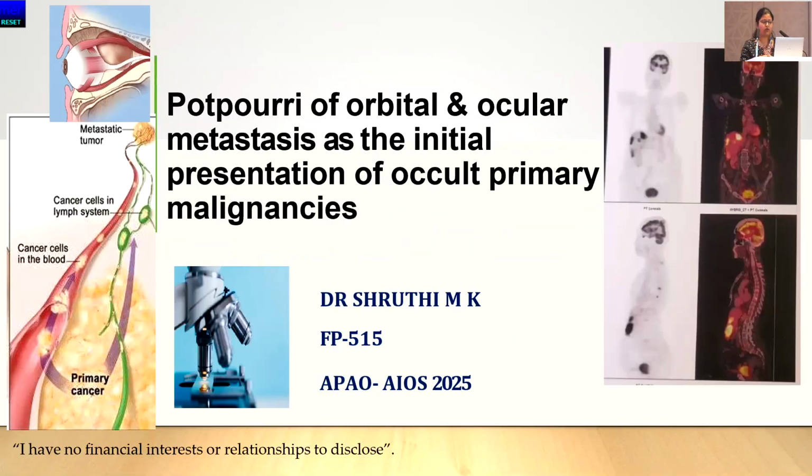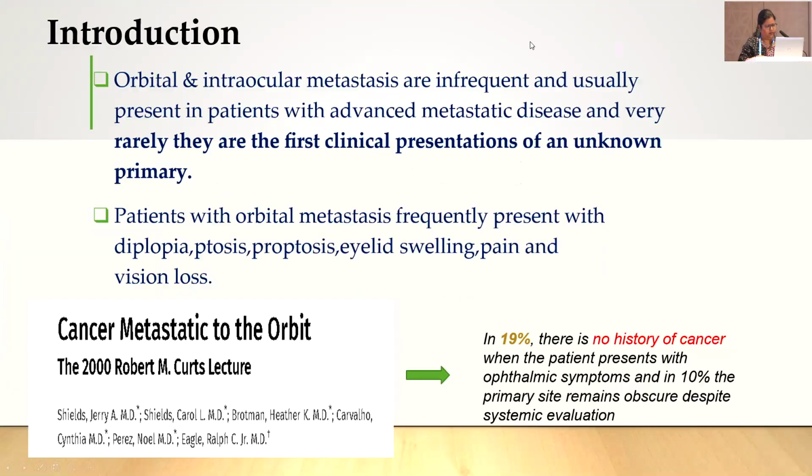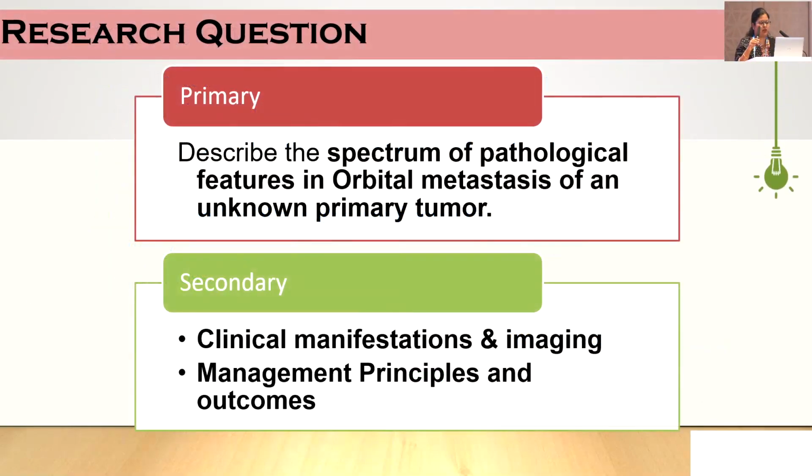Please start. Okay. Good morning all. I'll be presenting our study wherein we have evaluated orbital and ocular metastasis as the initial presentation of occult primary malignancies. As we all know, orbital and intraocular metastasis is rare, and they present with varied symptoms ranging from diplopia to proptosis to diminished vision. In a large case series by Shields et al., in 19% of cases there was no history of underlying carcinoma. So that was our research question.